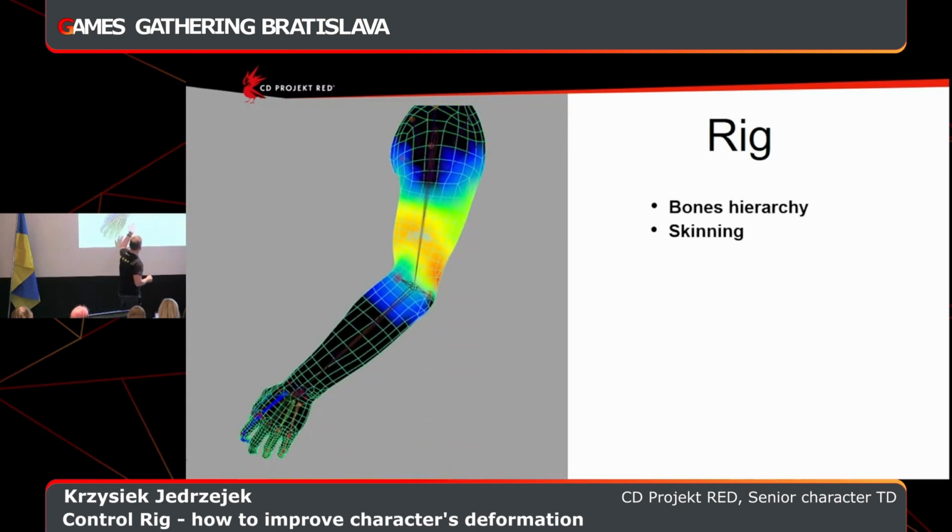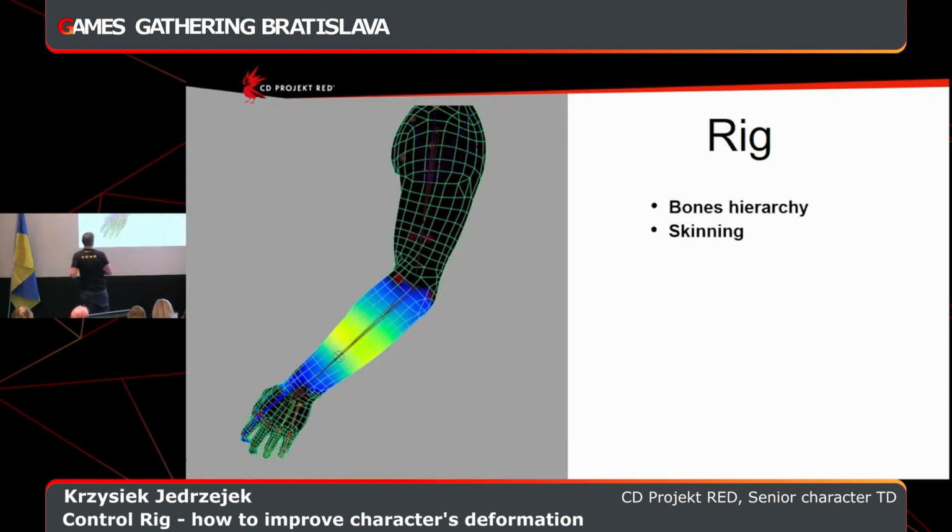So I have some example of it. Here we can see that if the area is more red, it means that it has big influence on that specific joint. Yeah. And some few more examples.